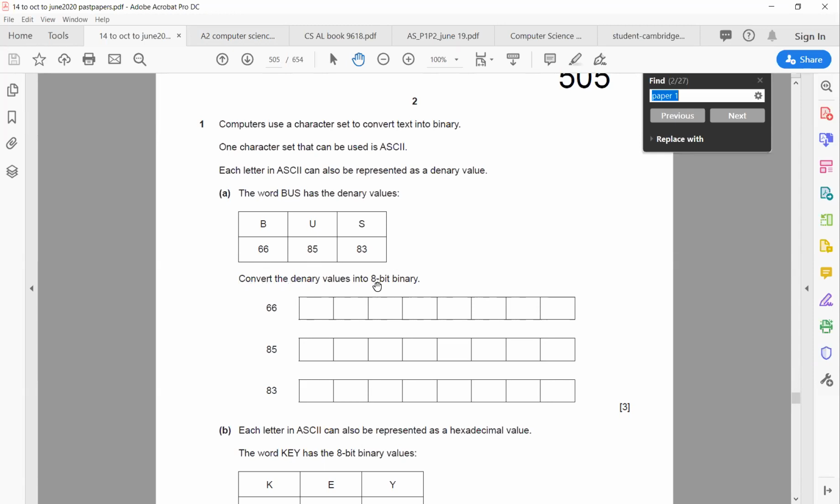Now convert the denary value into 8-bit binary values. ठीक है जी? Okay जी. Now I ask you to solve it, ठीक है? I will just wait. So इसके लिए आपको first of all you will have to write the place value at the top.